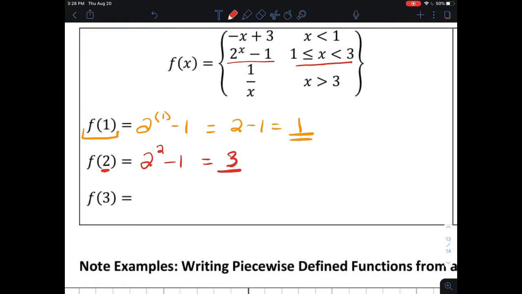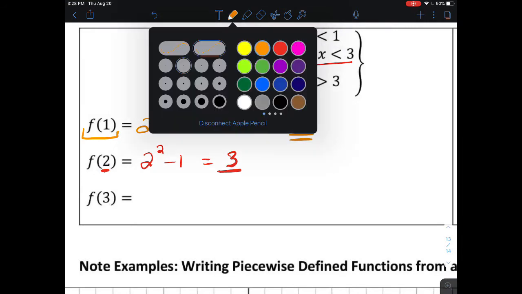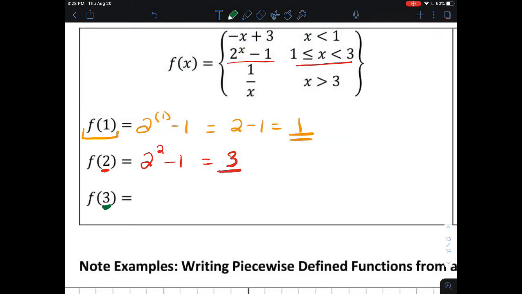Now, let's look at the third one, which asks us what is f of 3. Well, I go into my piecewise defined function and I look at this middle part here: x has to be smaller than 3, it can't be equal. And the last one here says you can only use it if x equals 3. So how do I get an answer for f of 3? Well, you don't. It's not defined. You can say undefined or no solution, but it's not defined at 3, therefore it has no value.